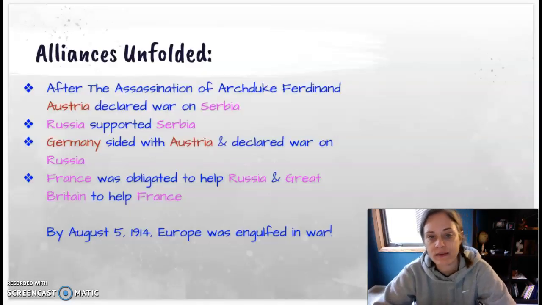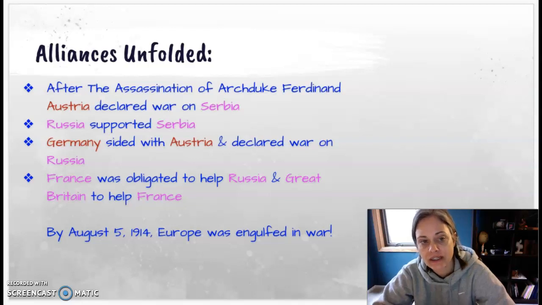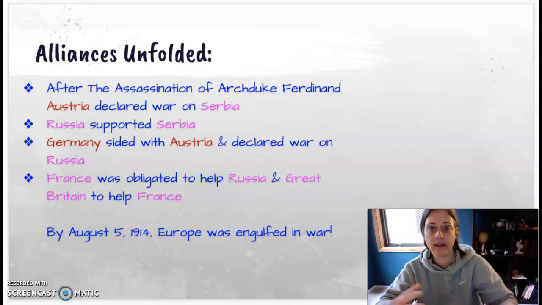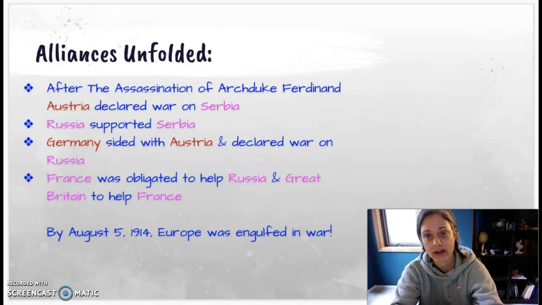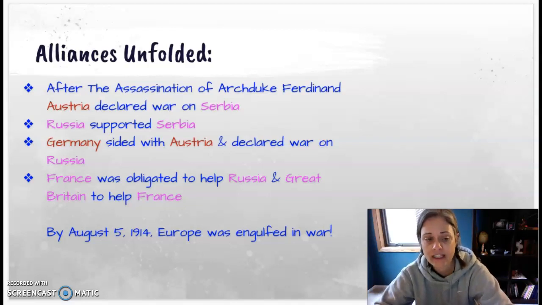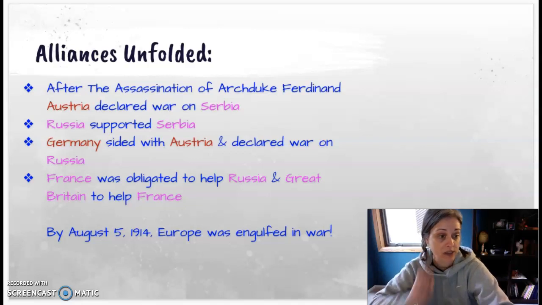So when Archduke Ferdinand was assassinated, Austria declared war on Serbia. This caused Russia to support Serbia. Russia was often considered Serbia's mother country. Germany sided with Austria-Hungary and declared war on Russia. France felt that it needed to support Russia. Great Britain felt that it needed to support France. So you can see how all of these different countries started to support each other and have each other's back. By August 5th of 1914, Europe was engulfed in the First World War. Remember, America does not join the war until later.